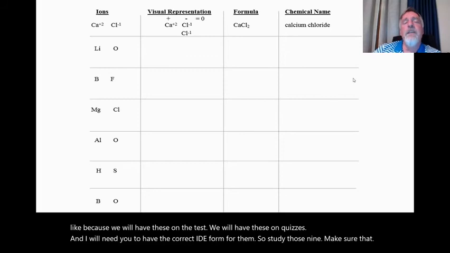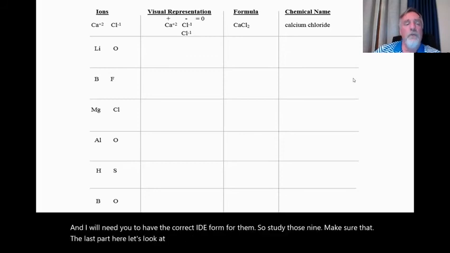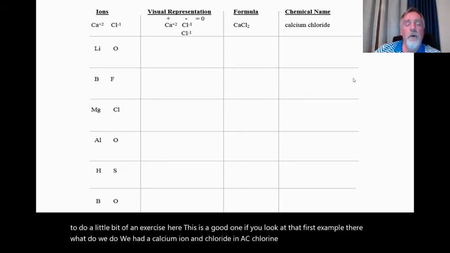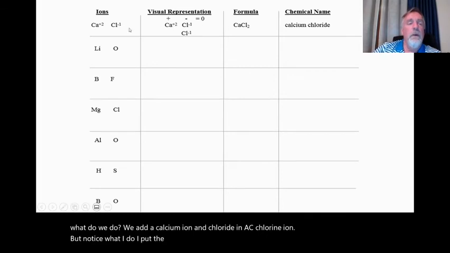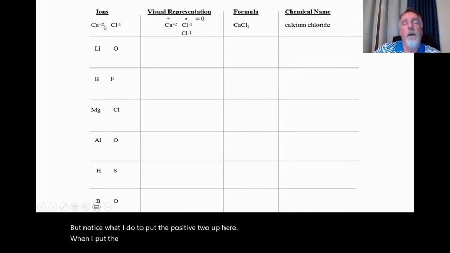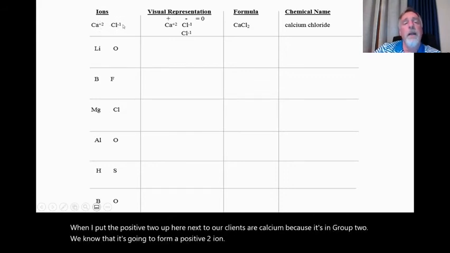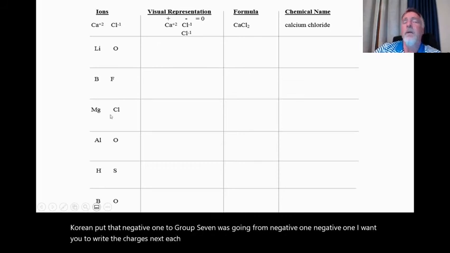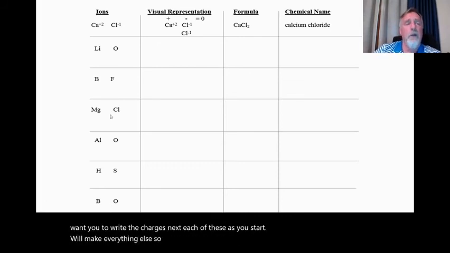The last part here, let's look at a visual representation, formula and chemical names. We're going to do a little bit of an exercise here. This is a good one. If you look at that first example, we had a calcium ion and a chlorine ion. But notice what I did. I put the positive 2 up here next to our calcium, because it's in group 2, and we know that it's going to form a positive 2 ion. Chlorine, I put that -1. It's in group 7. It's going to form a -1 ion. I want you to write the charges next to each of these as you start. That'll make everything else so much easier. Take the time. Write down the charges of each of these atoms.